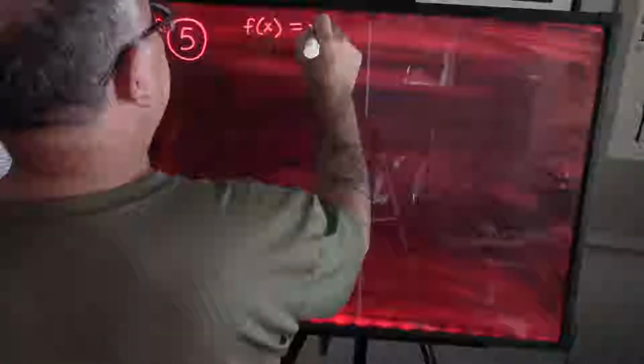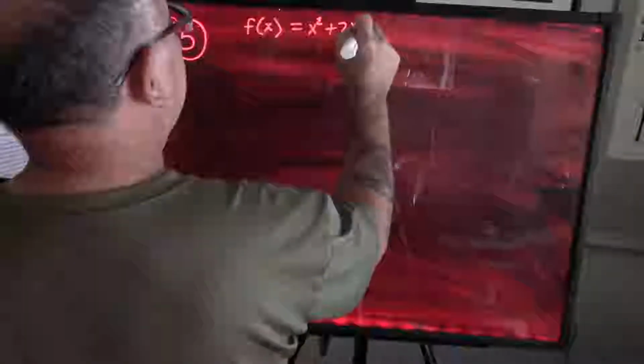Okay, number 5. Given f of x is x squared plus 2x, and g of x is 6 minus x squared, find f plus g, f minus g, f times g, and f divided by g. Determine the domain for each function in interval notation. Alright, so starting, let me write these functions. F of x equals x squared plus 2x, and g of x is 6 minus x squared.